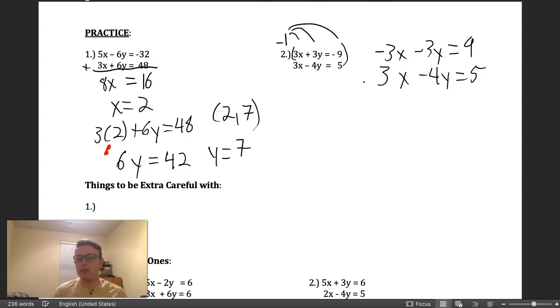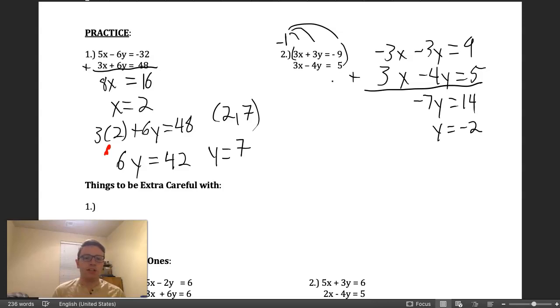From here, we do have coefficients that are equal and opposite. We have a minus 3 and we have a plus 3, meaning we can just add these together. Plus and minus, those will cancel out. We're left with 0x, and minus 3y minus 4y is going to give us minus 7y. And that's going to be equal to 14. When we divide both sides by minus 7, we'll see that y is equal to minus 2.